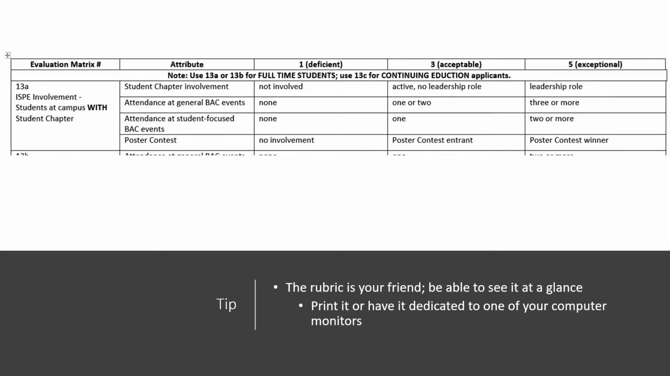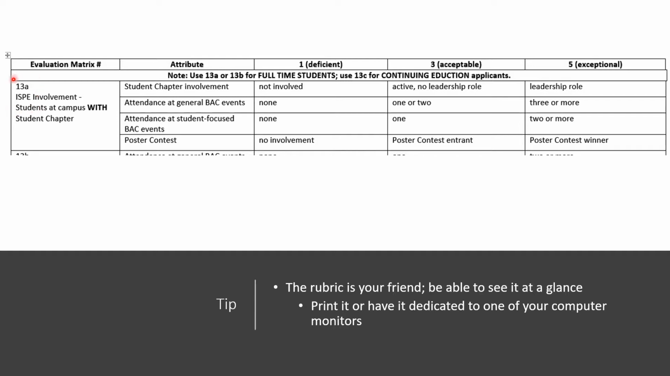Here's an example of one rubric against one question. The question is, what's the level of ISPE involvement of the student? And there do happen to be several different subcategories here, because obviously if the student is at a campus without an ISPE student chapter, there's a different rubric. So this particular row is for ISPE involvement for students at a campus with a student chapter, okay?